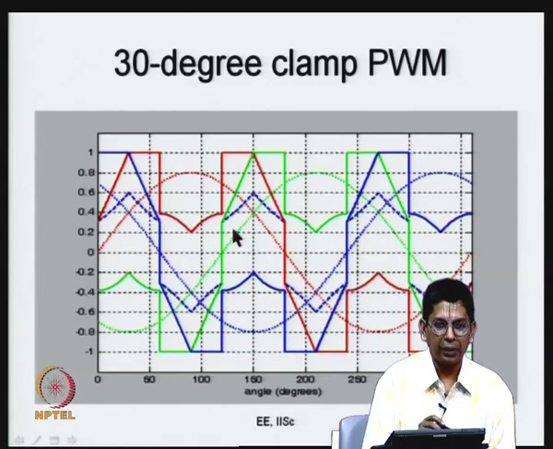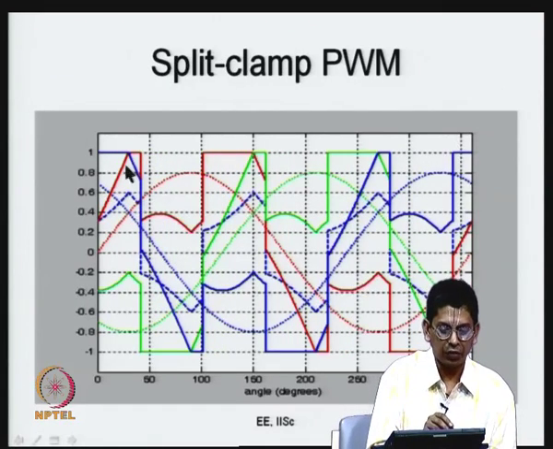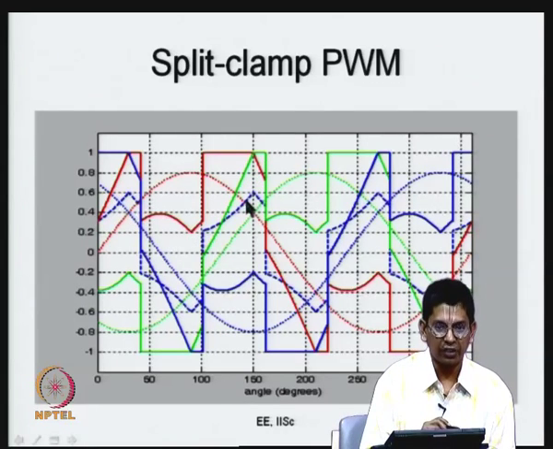This is split clamping, a particular case of split clamping where you are clamping it for 30 degree duration. This is a more general case where you are clamping it for gamma and another 60 minus gamma, gamma in one quarter cycle starting from 30 degree and 60 minus gamma in the other quarter cycle ending with 150 degrees. This is your split clamp PWM now.